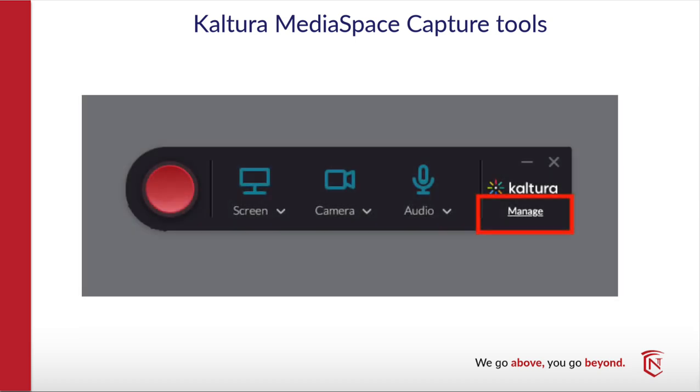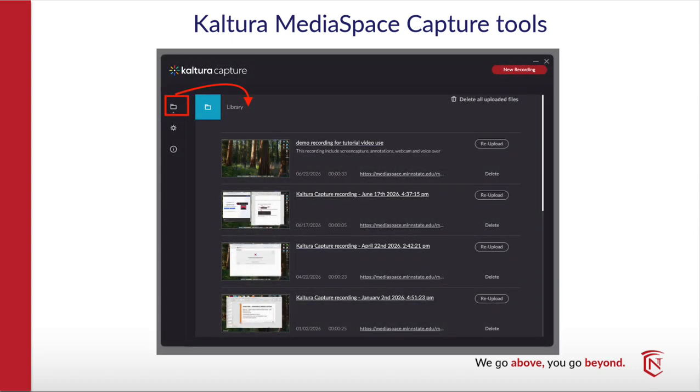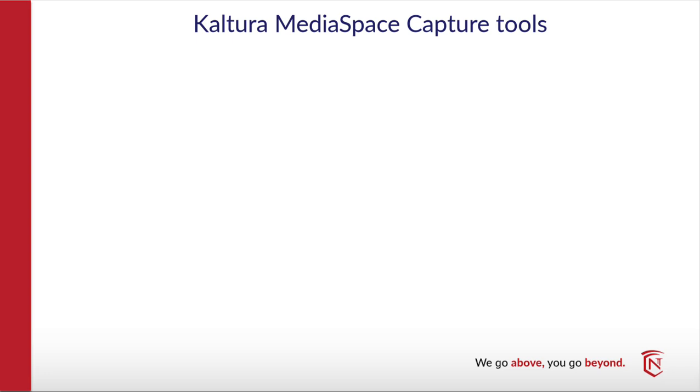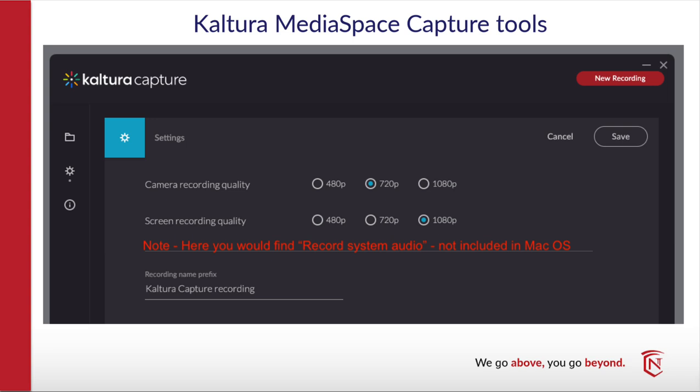As we continue to look at this recording interface, we also have a Manage menu. Here, you can access your video library, and you can also edit the settings for your recording. Things to look at here would include the quality settings. A default setting would be 720p for webcam and 1080 for the screen.